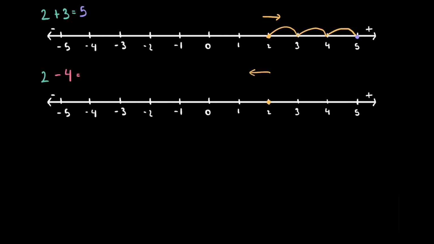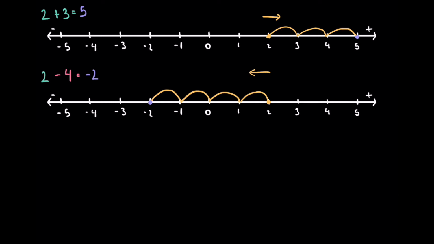And all we do is the exact same thing as before. We go to the left by 4 units. So we have 1, 2, then 3, and finally 4. And that lands us at -2 right here, which is indeed our final answer.